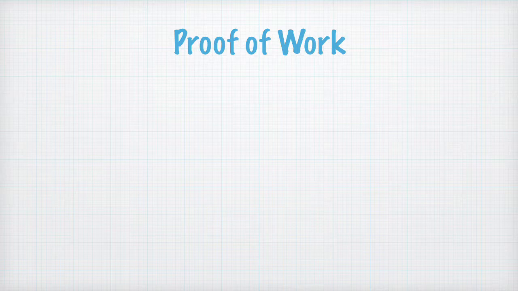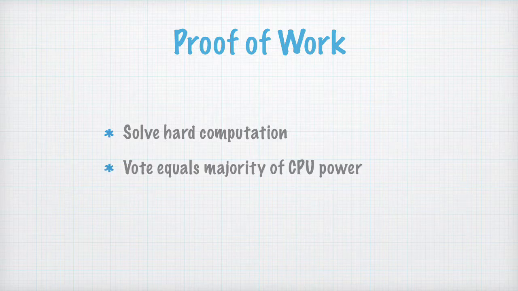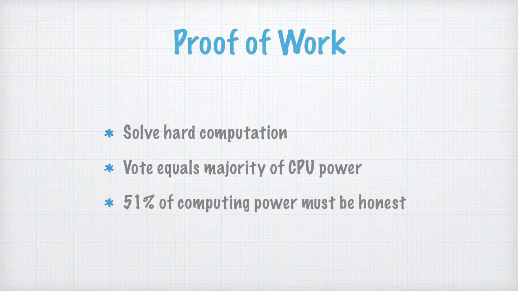So this is where the brilliant solution that Satoshi Nakamoto, the creator of Bitcoin, came up with. He devised a scheme called proof of work. What this is about is to solve a hard computation and then prove that you solved this hard computation. What this allows us to do is to define voting as what the majority of the CPU power wants to vote is the valid transactions. This means that as long as 51% of computing power stays honest, the system works.